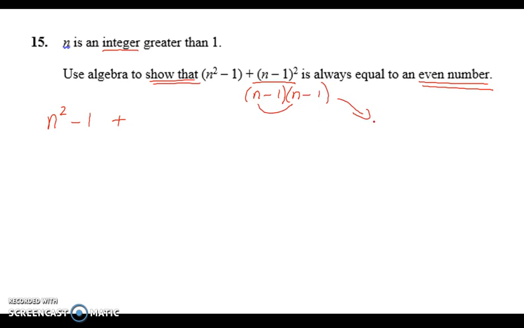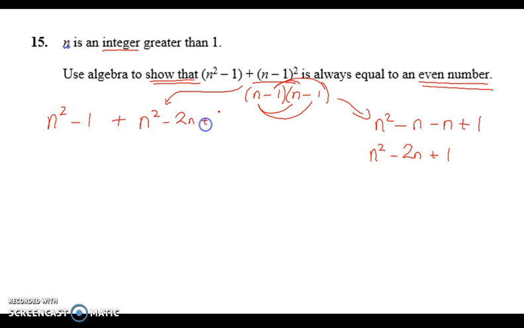So n times n is n squared. n times minus 1 would be minus n. Minus 1 times n is another minus n. And minus 1 times minus 1 is a plus 1. Simplify that and you get n squared minus 2n plus 1, so we add those minus n's together. So I'm going to put that here instead of the bracket. So I should get n squared minus 2n plus 1. So that's the algebra expanded out.